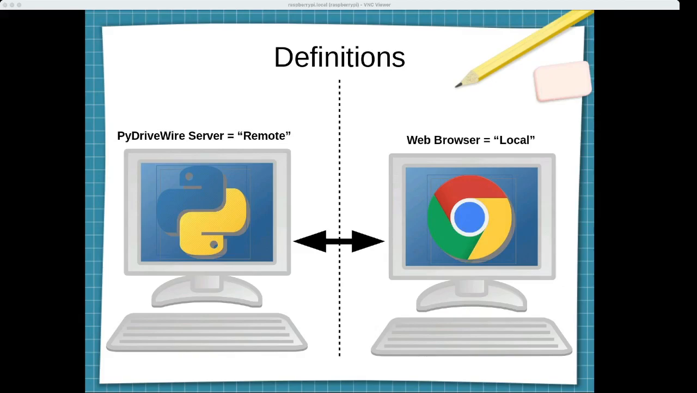You could run the pyDriveWire server on your desktop, and you could load the web UI on your iPad or your tablet or your phone or some other computer. They don't have to be the same computer. This is a good thing. So because you can use some other computer, whatever computer you're using to access the web UI is local, and the server is considered remote. Okay, you're going to ask, what happens if I'm using the same computer? We'll get to that.